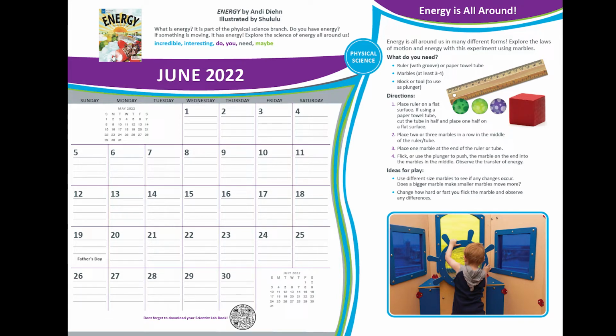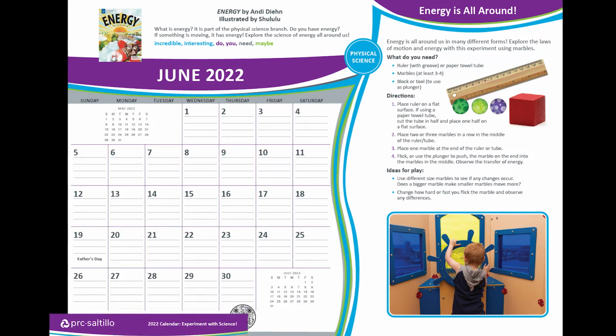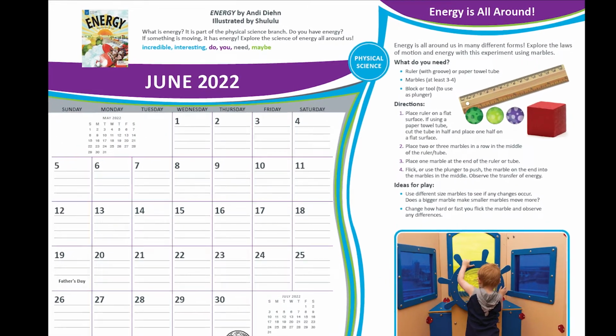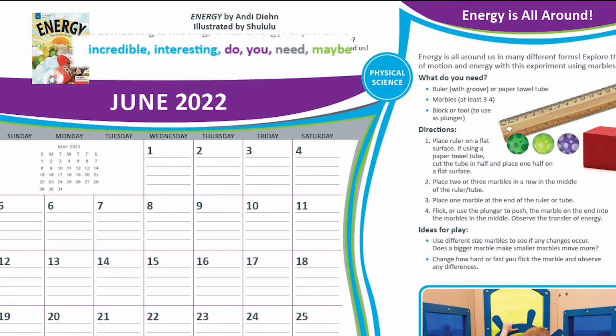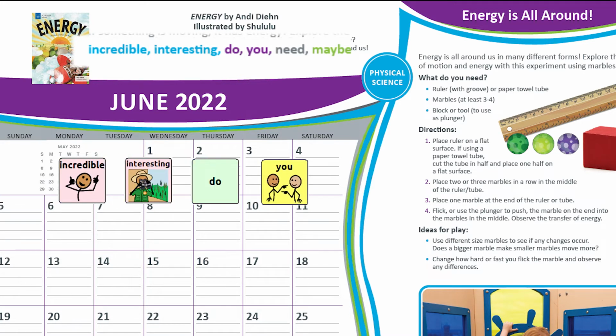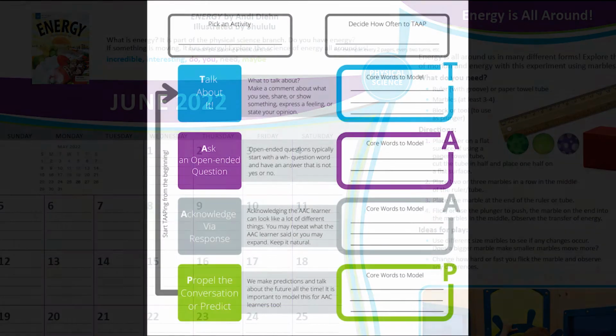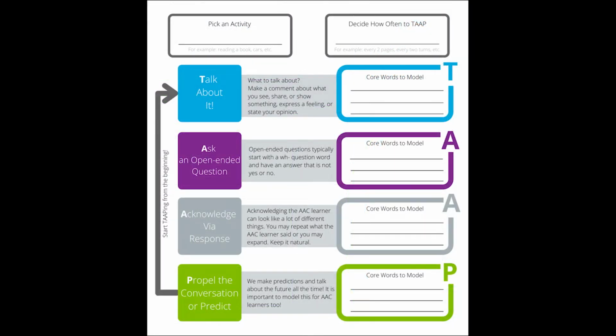Energy by Andi Diehn and illustrated by Shululu is highlighted in June of the 2022 PRC Saltillo Calendar. This story is read using the TAAP strategy to encourage conversation and interaction with the AAC learner. The words we encourage you to model this month are incredible, interesting, do, you, need, maybe, and a few others. Let's take a closer look at how to model these words and tap your way through the story.